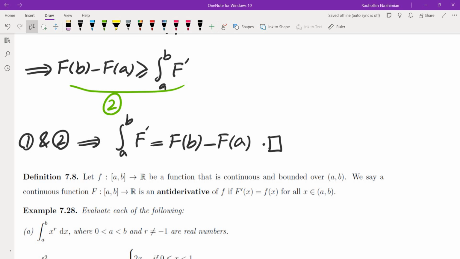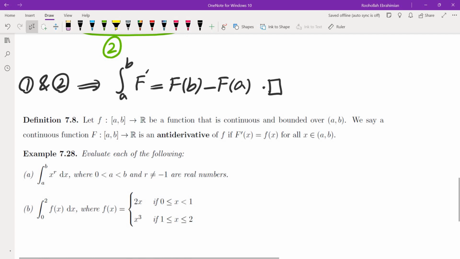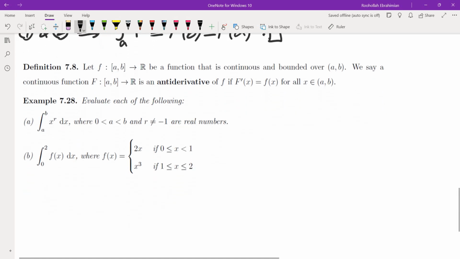So let f from ab to R be a function that is continuous and bounded over the open interval a to b. We say a continuous function capital F from the closed interval ab to R is an antiderivative of f if capital F prime of x is equal to lowercase f of x for all x in the open interval ab. So lowercase f may not be continuous over the closed interval. Lowercase f must be continuous over the open interval.